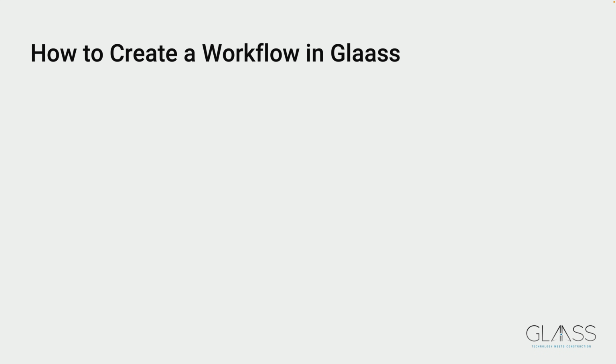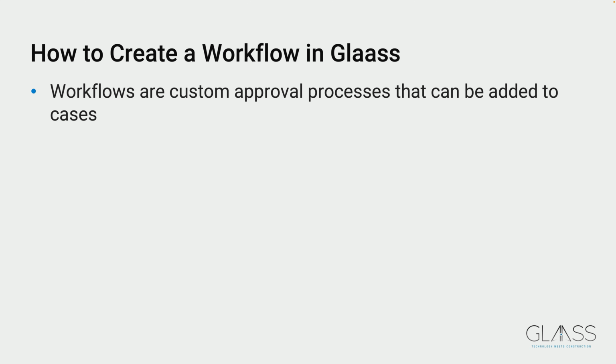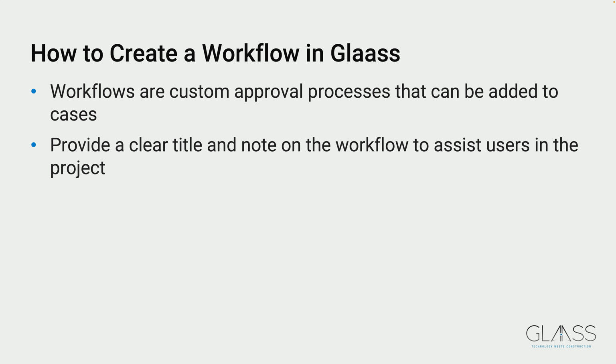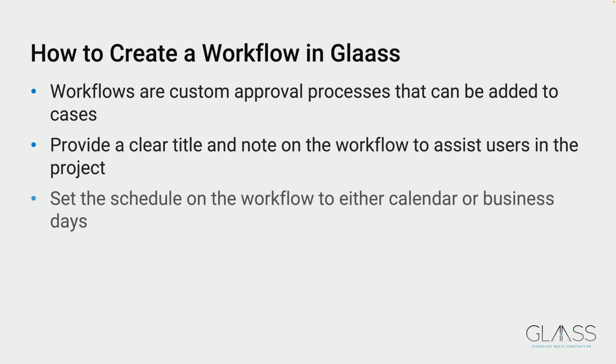That was a step-by-step guide on how to create a workflow in Glaass. Workflows are custom approval processes that can be added to cases. Provide a clear title and a note on the workflow to assist users in the project. Set the schedule on the workflow to either calendar or business days, noting that the business days and holidays can be found in the project details.